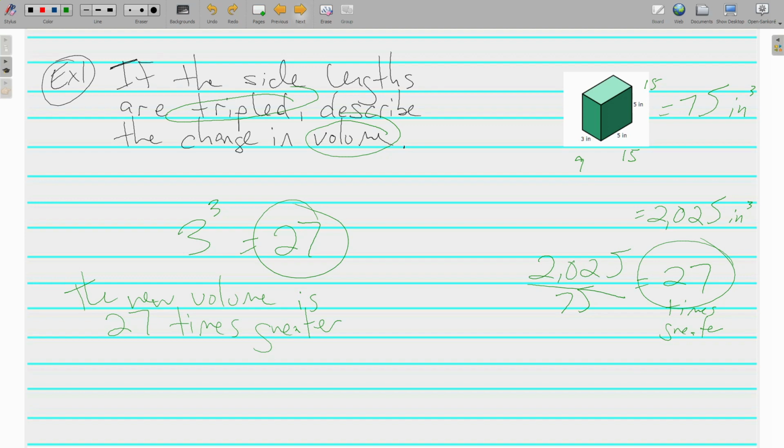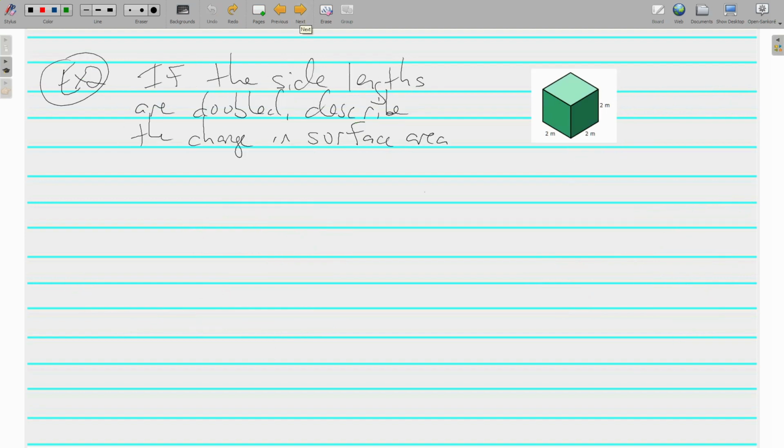Let's look at another one. It says if the side lengths are doubled, describe the change in surface area. I'm not even going to bother doing this the long way again, where we find the surface area of this and we double all the sides and we find the surface area of that and then we divide. We don't have to do that.